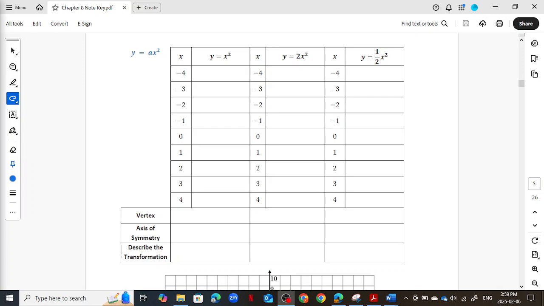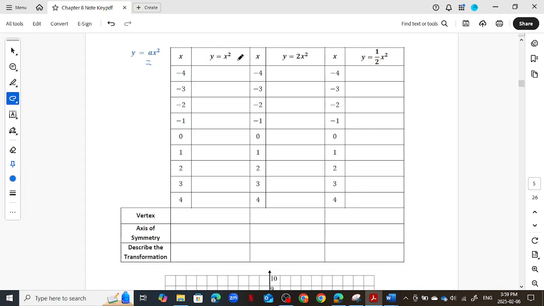All right, second last video. So second last video, again, we're going to be looking at another transformation. So this time we're going to be looking at a. So we're building all the way up until we have a times x minus h all squared plus k. So this is our last transformation to look at.